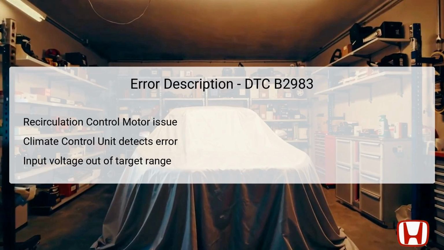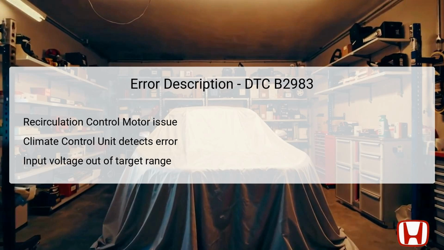The error represented by DTC B2983 revolves around the recirculation control motor. This motor plays a vital role in managing the flow of air within the vehicle's cabin, particularly by allowing or preventing outside air from entering the system. Its correct functioning is crucial for achieving desired climate settings.